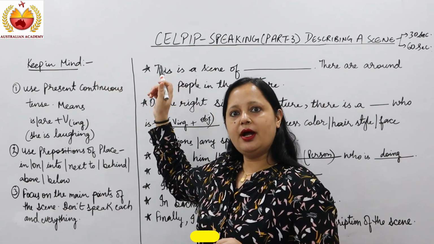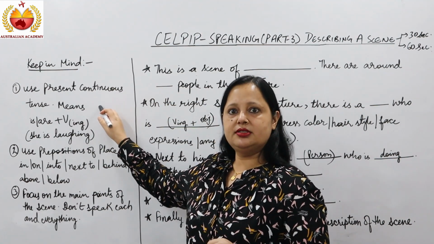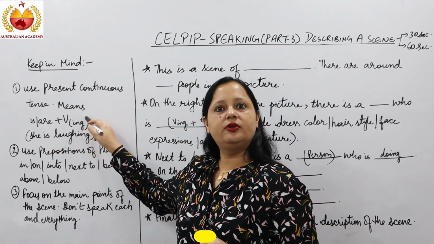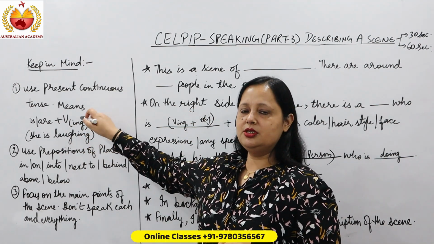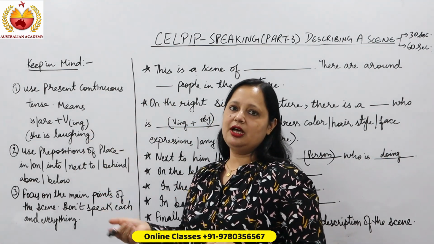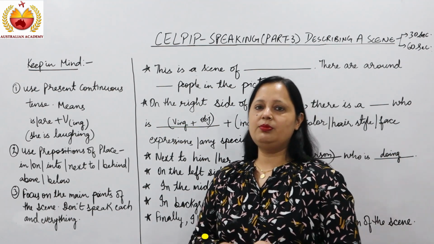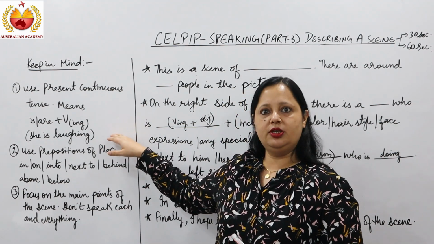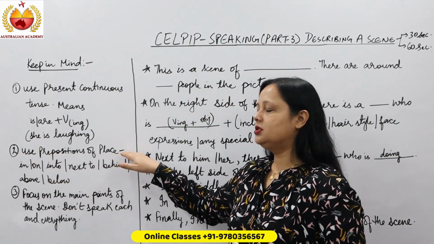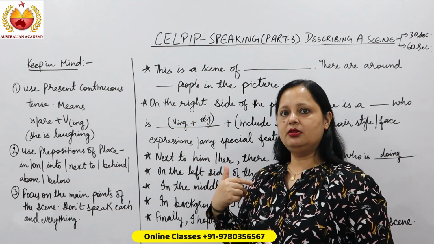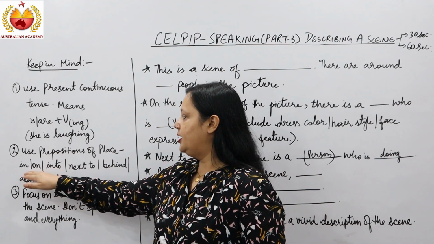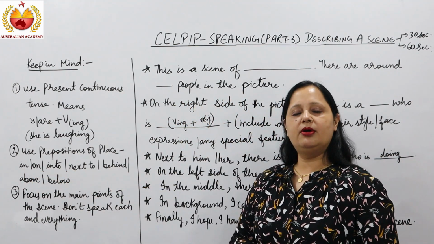Another thing is, use the present continuous tense. Whenever you have speaking part 3, speak in the present continuous tense, which means you need to use is plus ing or are plus ing of the verb, the first form of the verb plus ing, like she is laughing, they are reading, they are walking, they are playing. That ing must be used. The second and most important thing is to use prepositions of place. In this topic you are required to use prepositions of place like in, on, onto, next to, behind, above and below.